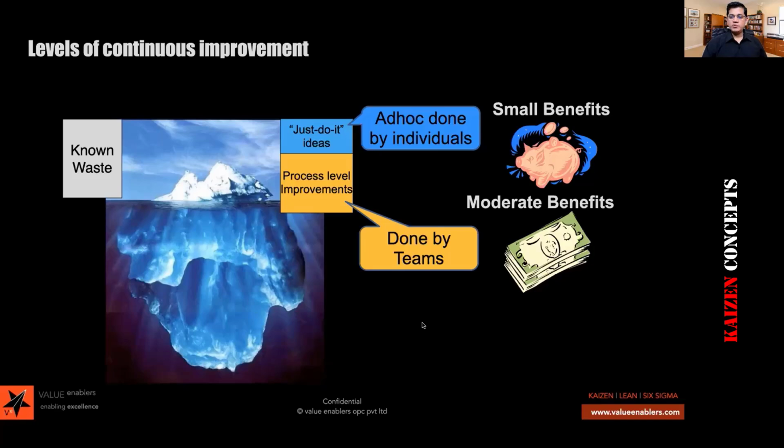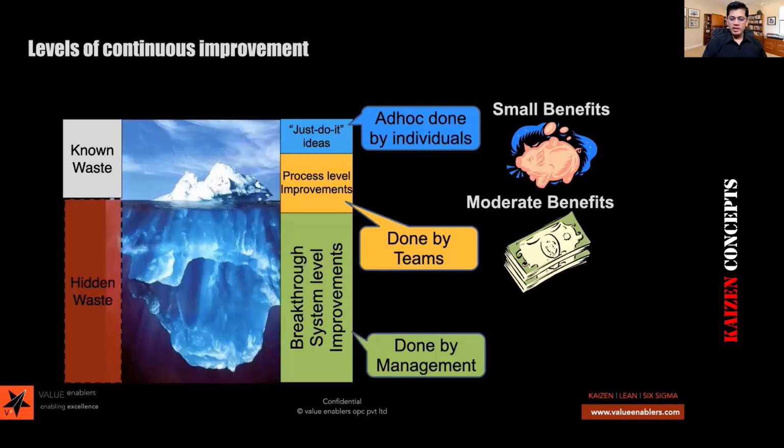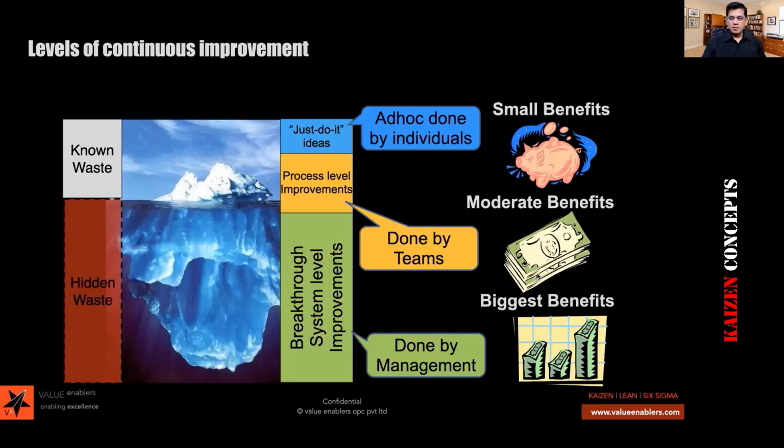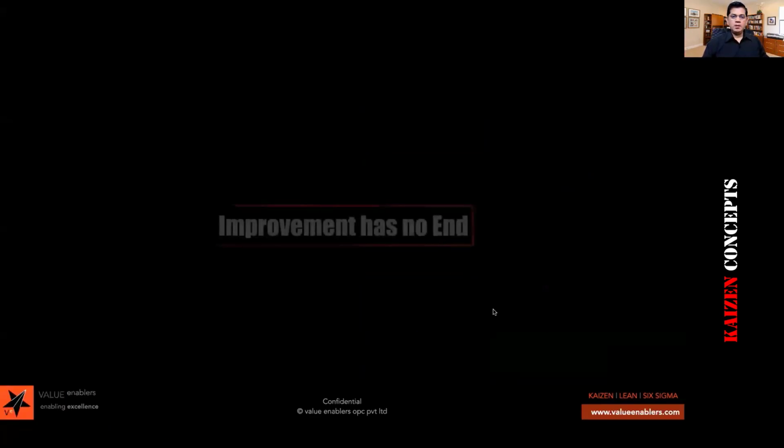Okay, done by teams, moderate benefits, and hidden waste. When I say done by management, it's mostly initiated by the management and driven by the management level with the help of the people at the level that is required at the bottom. And mostly they will put it at the standards level and the people below have to sustain it. And this is where we have the value stream improvements. The entire stream is improved.